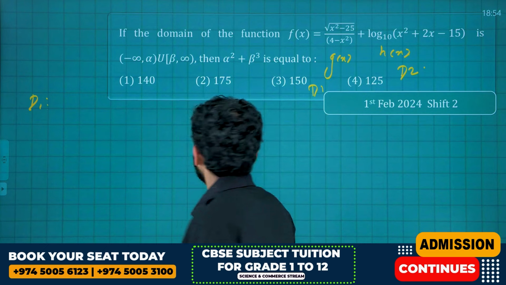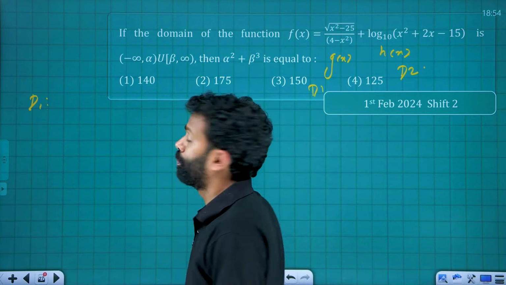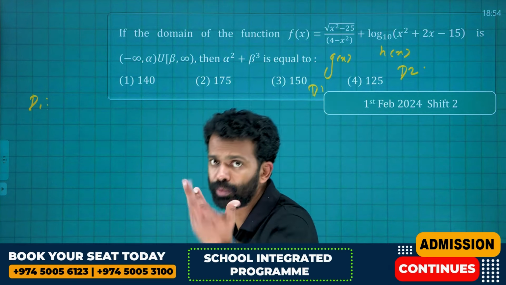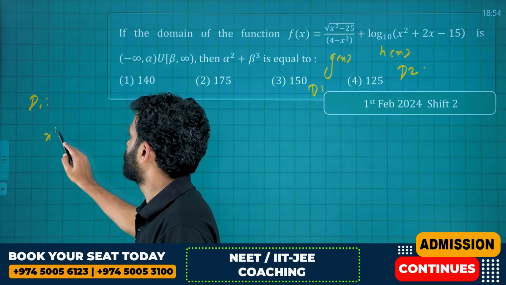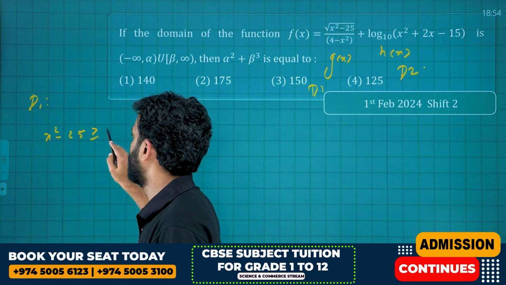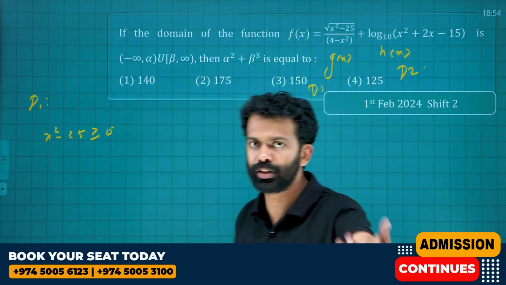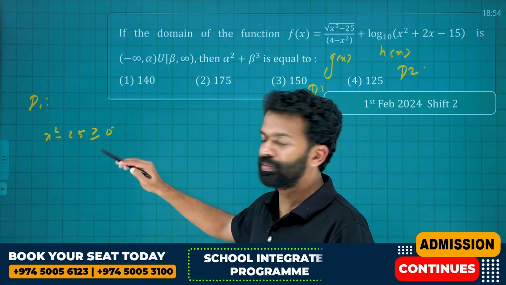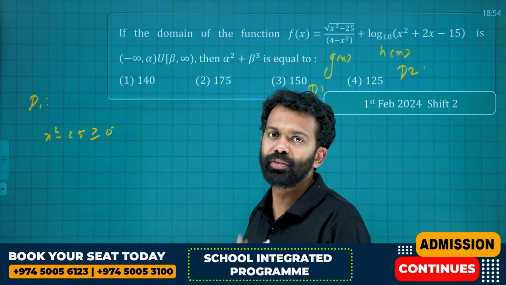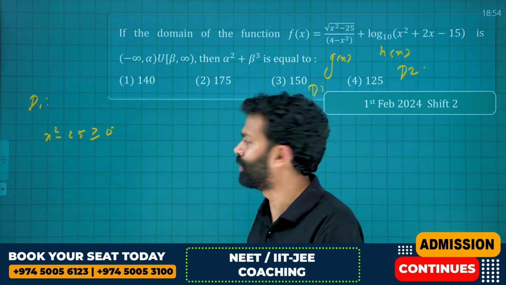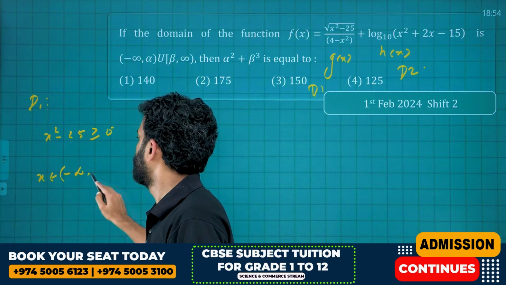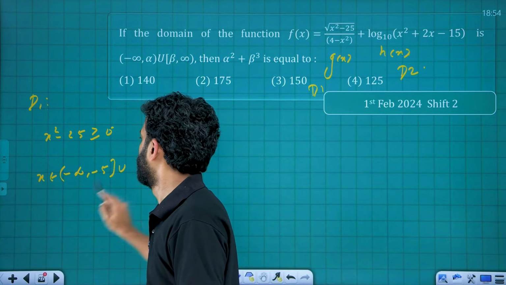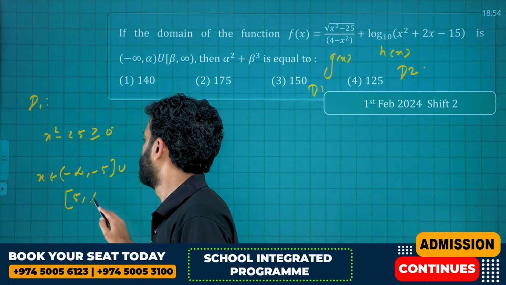That is root of x square minus 25 divided by 4 minus x square. So what's with the numerator? Root of x square minus 25. That is x square minus 25 should be greater than or equal to 0. This is an expression which is frequently asked in the plus 1 board examination. You know how to do that. Therefore, x will be an element of minus infinity to minus 5 union closed interval 5 to infinity.